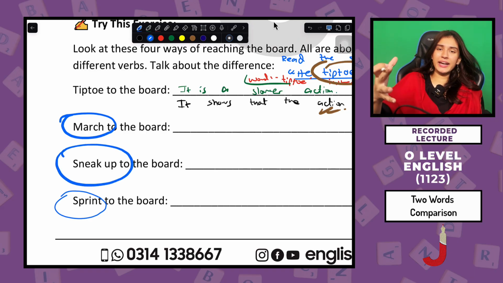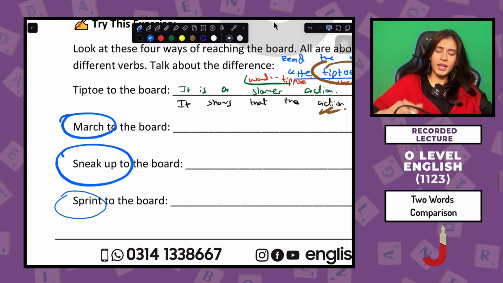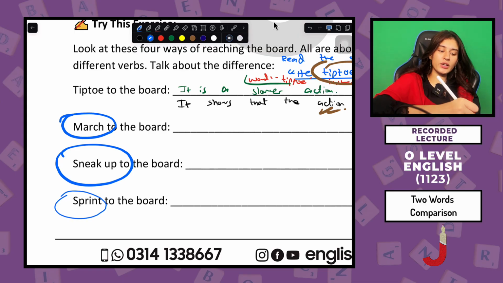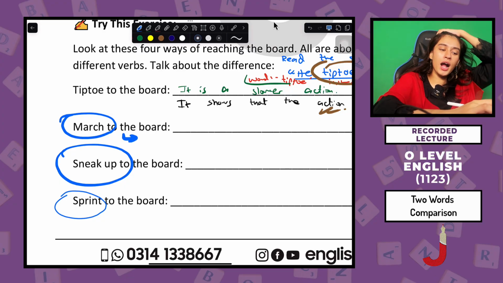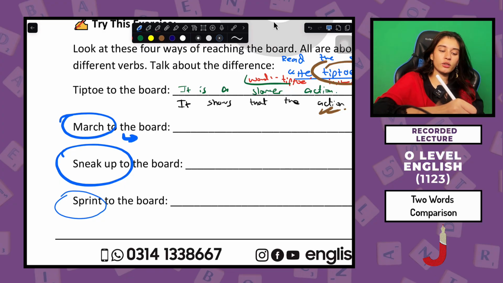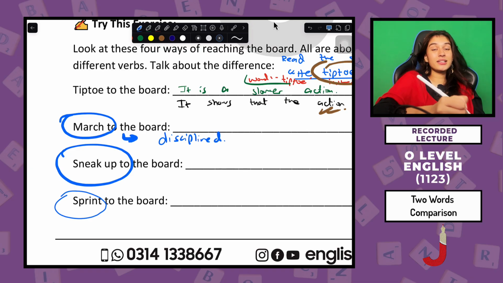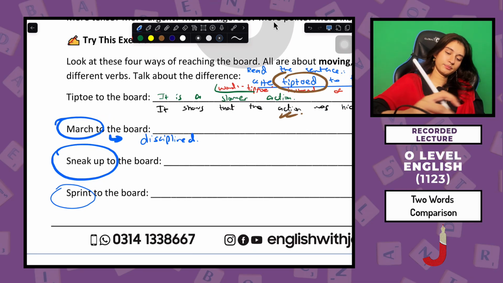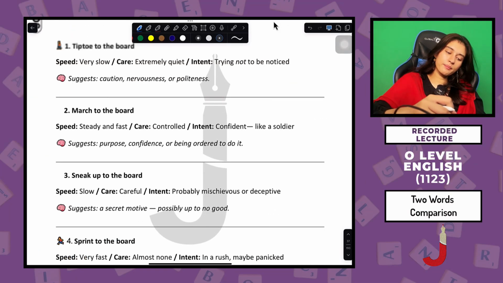March is like a parade. It's a very disciplined thing. And sneak up is once again sneaky, hidden. So, if you're wondering why the writer has used the word march instead of sneak up, the difference could be that the writer used the word march because the action is more disciplined. And then the result you can tell by reading the actual text. Okay. So, yeah, this is the difference.